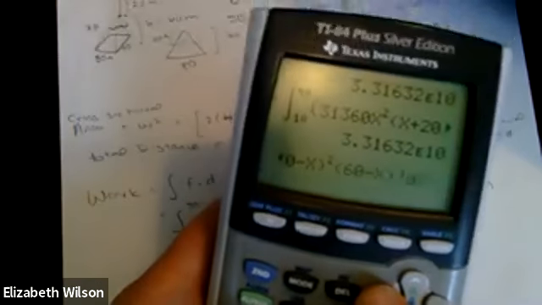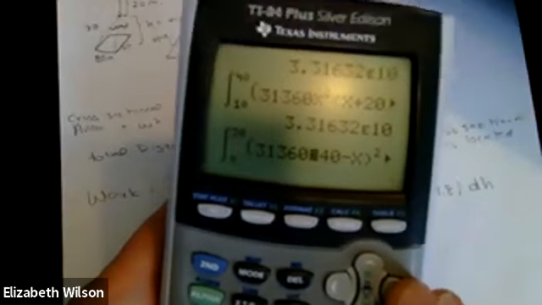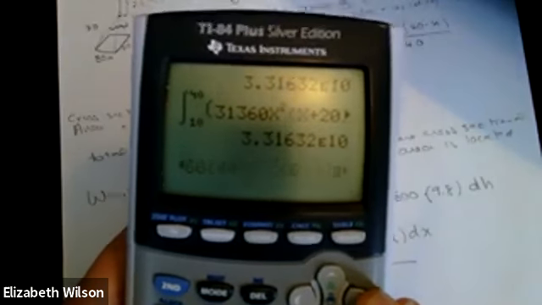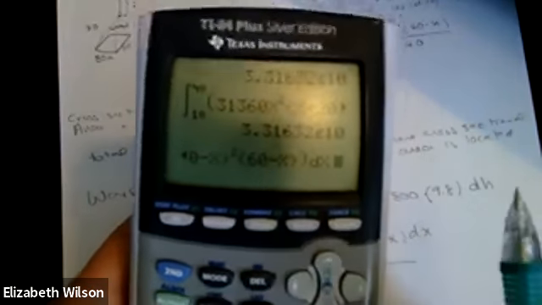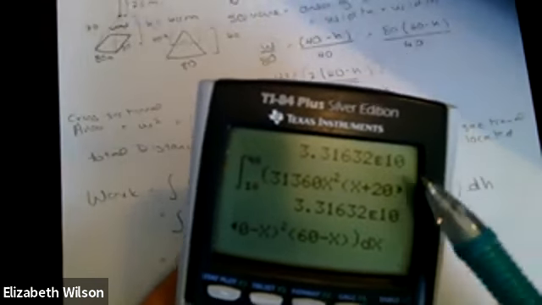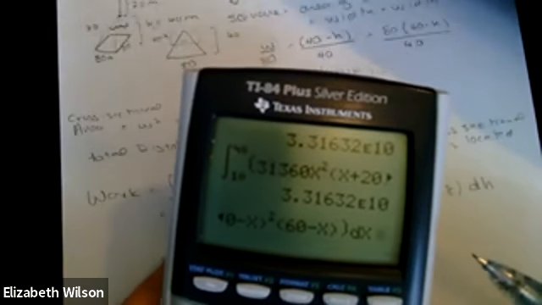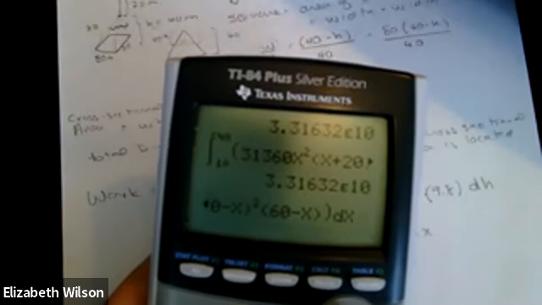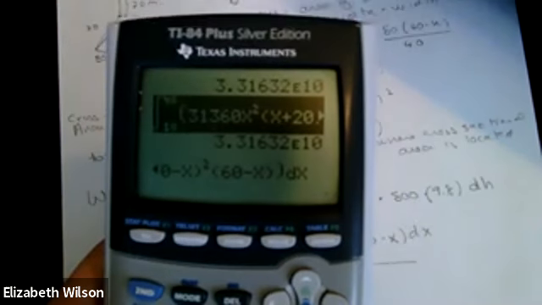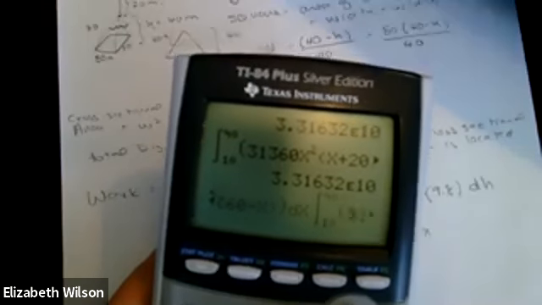So I'm going to integrate from 0 to 30. This is the coefficient times 40 minus x quantity squared times 60 minus x, and I'm integrating with respect to my variable dx, right? And when I do this, I get 3.316 times 10 to the 10. Now, in checking all of the possibilities on the solutions, I took the answer for part A and put that one through. This is the equation for part A, and I put that through my calculator as well.